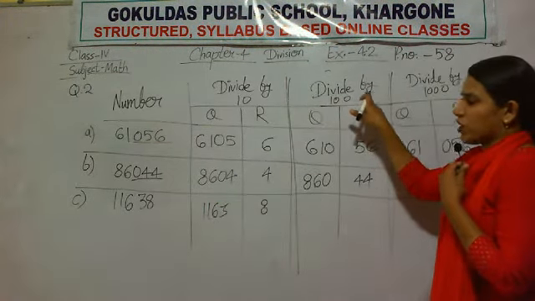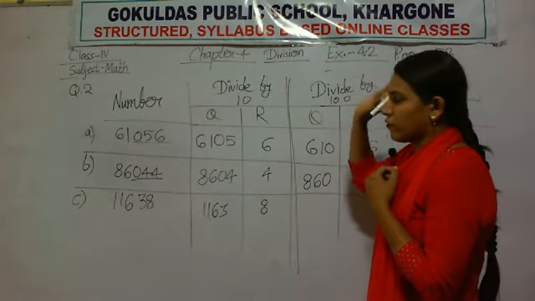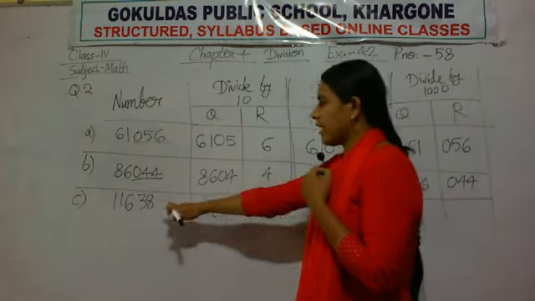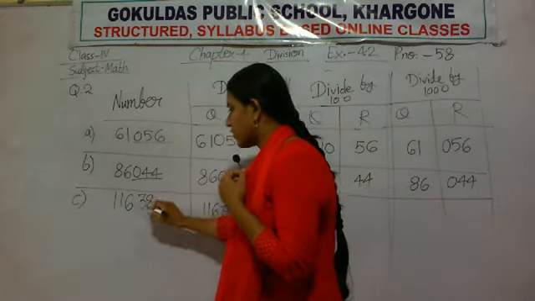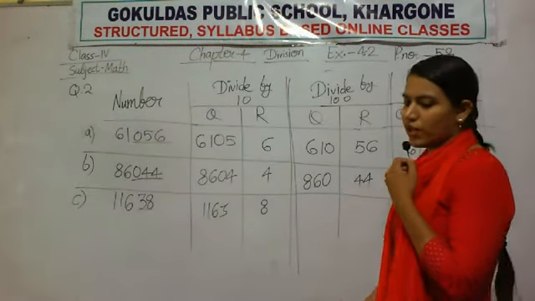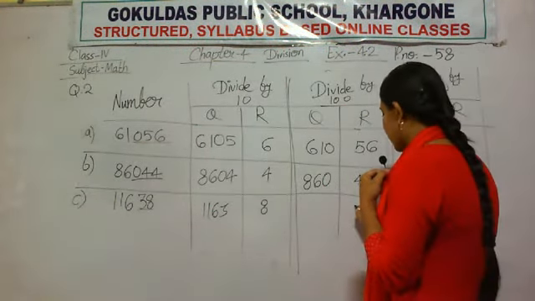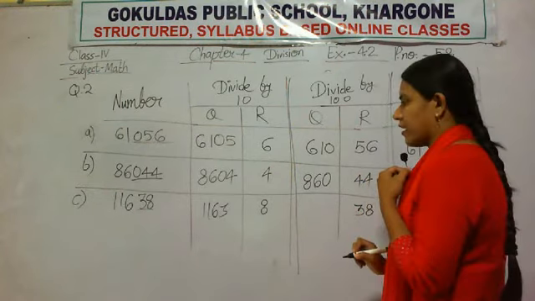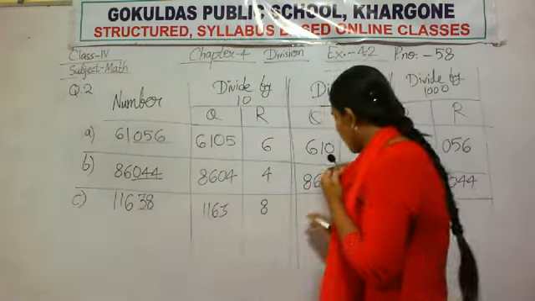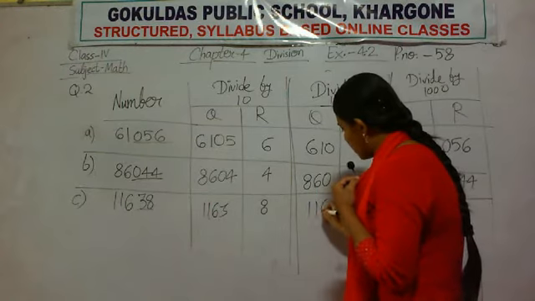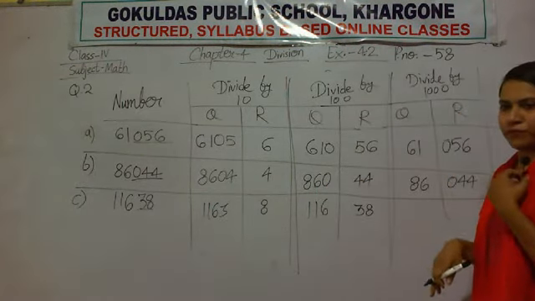So I am writing the remaining digits in the quotients column. Now move to the next column, that is divide by 100. If you are dividing any number by 100, then the last two digits of the given number is your remainder. So here your remainder is 38, right? And the remaining digits are your quotient. So I am writing 116 in the quotients column.